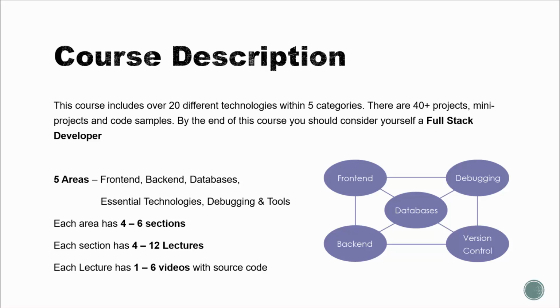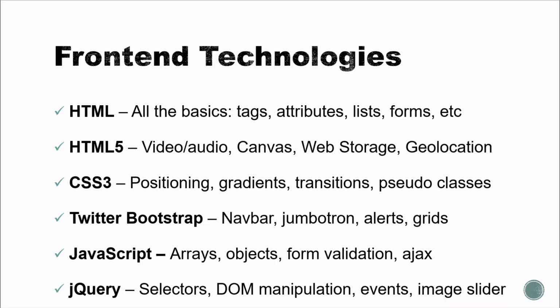All right, so there's 5 areas or parts to this course. We have the front-end, the back-end, databases, other essential technologies, and debugging and tools. All right, so each area has 4 to 6 sections. And then each section has 4 to 12 lectures. And a lecture can include 1 to 6 videos and also includes the source code that was used in that lecture. So now I just want to very quickly and briefly go over each technology, and I just listed some of the aspects that we'll be learning about in each one.